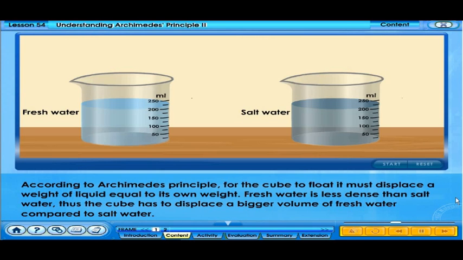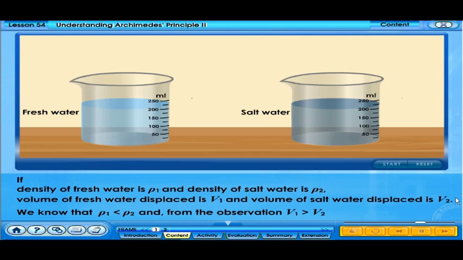According to Archimedes' principle, for the cube to float, it must displace a weight of liquid equal to its own weight. Fresh water is less dense than salt water. Thus, the cube has to displace a bigger volume of fresh water compared to salt water. If density of fresh water is ρ1 and density of salt water is ρ2, volume of fresh water displaced is V1 and volume of salt water displaced is V2, we know that ρ1 is less than ρ2, and from the observation, V1 is greater than V2.